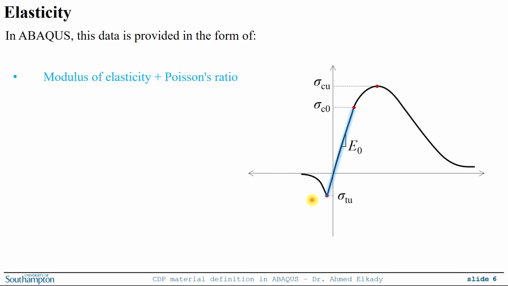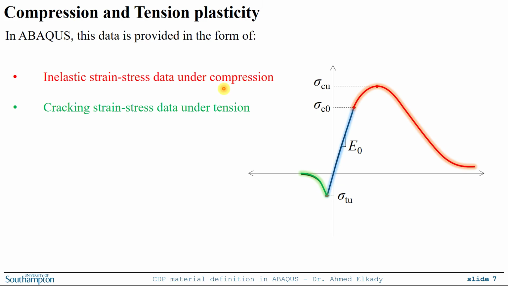All right, so how do we define this? With respect to the elastic branch, this is pretty straightforward. In ABAQUS, you just need to provide the modulus of elasticity and the Poisson ratio. So that's straightforward. We are going to see an actual example with numbers later on. With respect to the definition of the plasticity part in compression and tension, in compression, you need to define the inelastic strain stress data under compression, which is the red portion here. So this is the red portion of the curve.